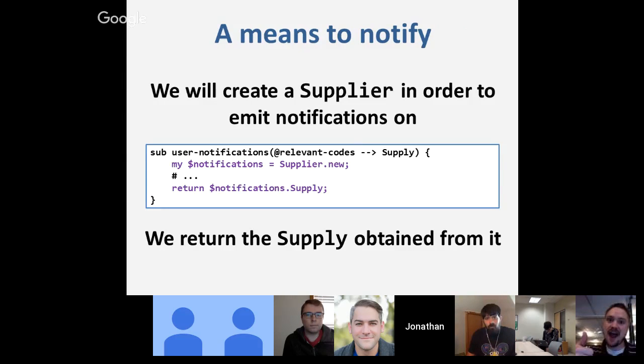So whenever we get, say, a WebSocket connection in, we will call this user notifications subroutine. We'll pass in the relevant train codes, and this is going to return a supply. And we'll just make ourselves a new supplier that we can use to emit the results, and we'll return it. Well, not it, but the supply from it. And that can be tapped by whatever called it, and the results serialized and sent out over the WebSocket.